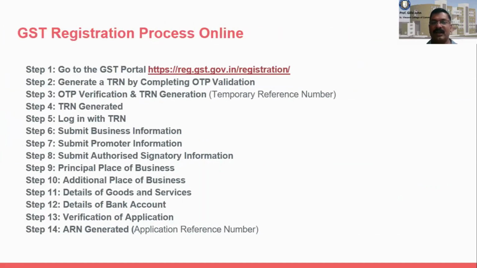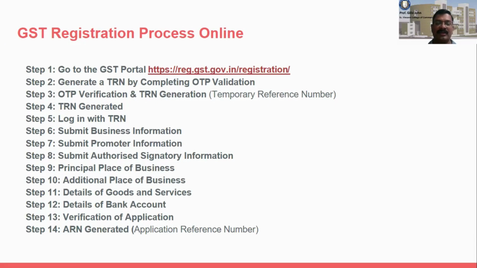Now let's look at this. What is the procedure, the online procedure, for getting a GST number or GST registration? Log on to the GST portal, that is gst.gov.in. There is an option for registration. Click on the registration option and generate a temporary reference number.